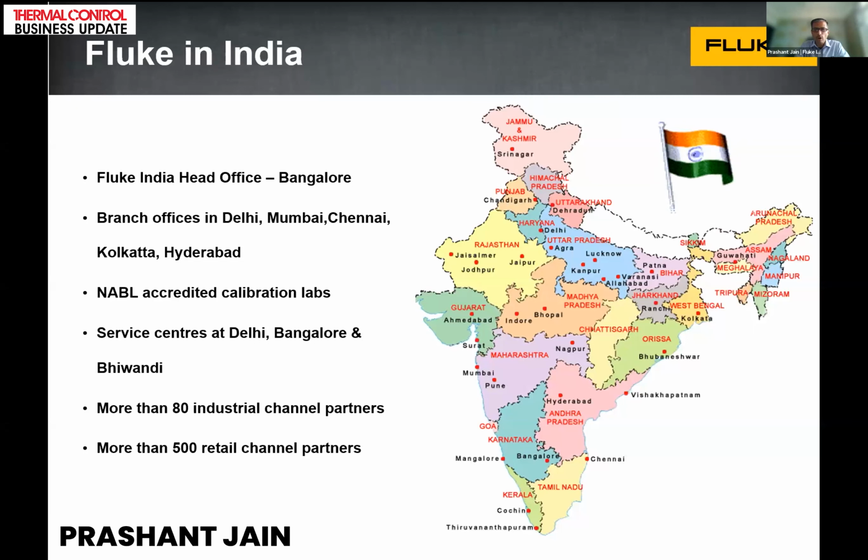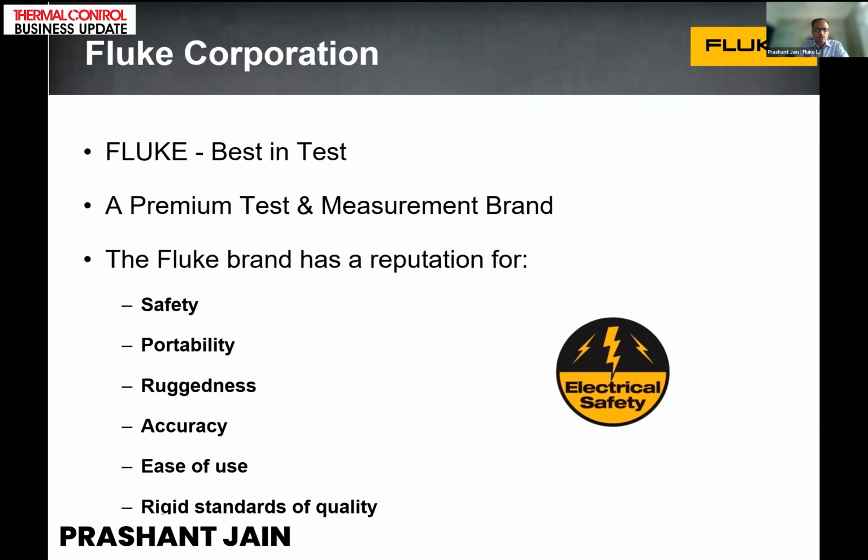Fluke is also available on online channels, so you can find many of the products on Amazon, Industrial Buying and other B2B and B2C portals. What is Fluke known for? It's a premium test and measurement brand. Fluke is one of the best test and measurement brands available to customers across the world. And the Fluke brand is known for its safety, portability, ruggedness, very high accuracy, and ease of use. These are simple products, very customer friendly, with adherence to rigid standards of quality. Whatever product you buy, you will be assured that it is safe, rugged, accurate, and super easy to use.